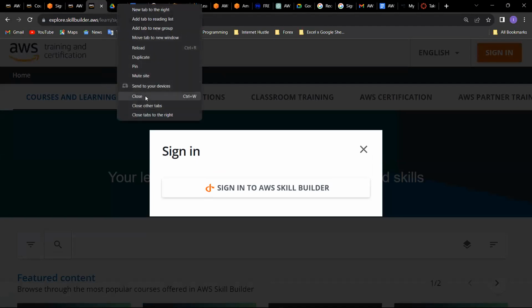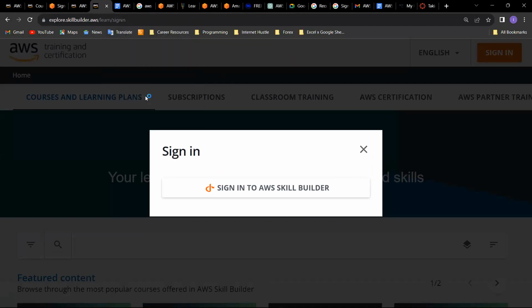Then we have S3. S3 has classes. So we have the Standard, we have the one with Intelligent-Tiering, and we have the IA, infrequently accessed. So we have the two infrequent access classes, depending on the policy. Then we have the two Glaciers: Glacier Deep Archive and also the normal Glacier.